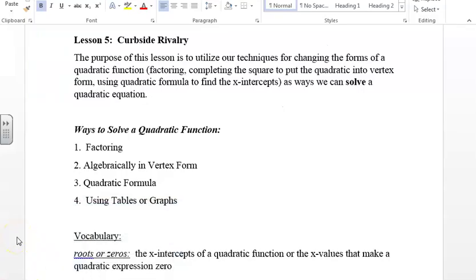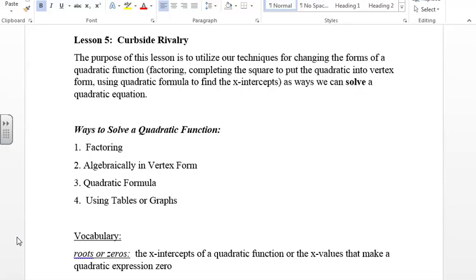In Unit 5, Lesson 5, the purpose of this lesson is to utilize our techniques for changing the forms of a quadratic function. We have been studying how to factor, how to complete the square to put the quadratic function into vertex form, and how to use the quadratic formula to find the x-intercepts. In this lesson, we will use all of these methods as ways that we can solve a quadratic equation.